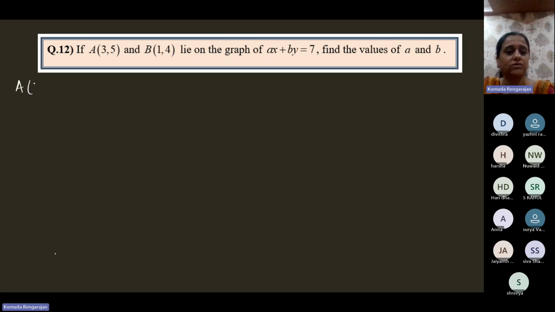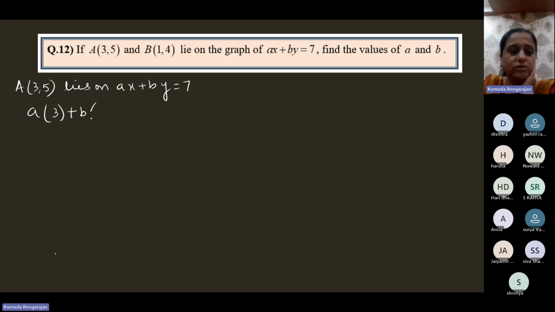So A(3, 5) lies on AX plus BY is equal to 7. So what is X? 3. X is equal to 3, right? And Y is equal to 5. So what do we have? A into 3 plus B into 5. X is 3 and Y is 5 is equal to 7. So we have 3A plus 5B is equal to 7.